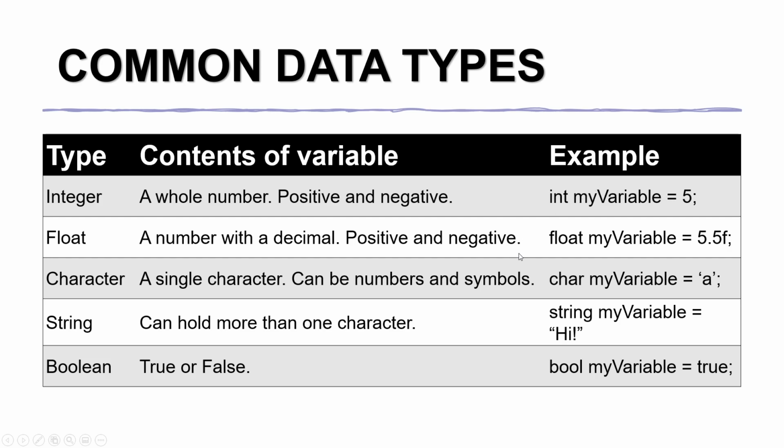The other data type you might run into is a float, and a float is just a number with a decimal, and that can be positive or negative. We write that out in C# by writing the word float in lowercase letters.